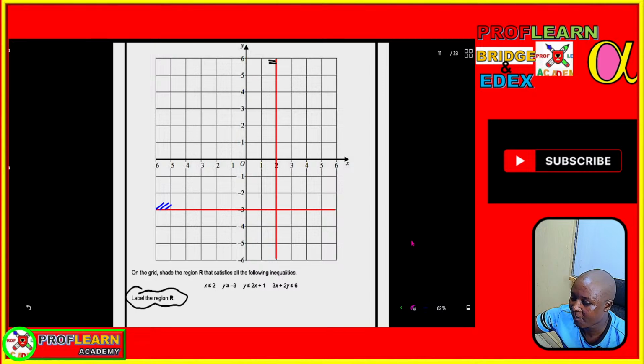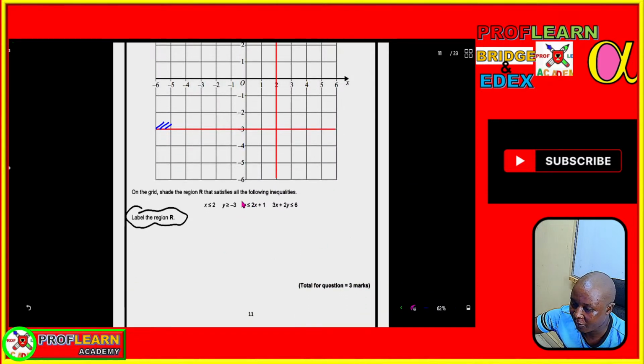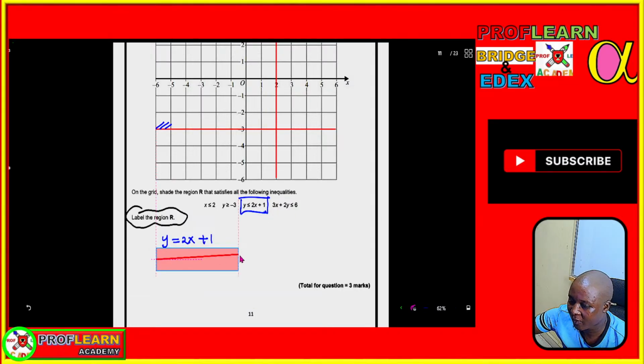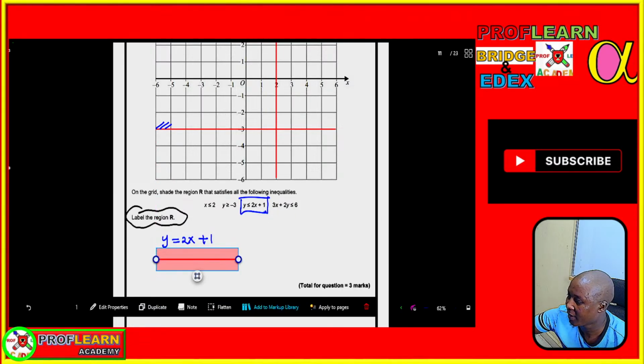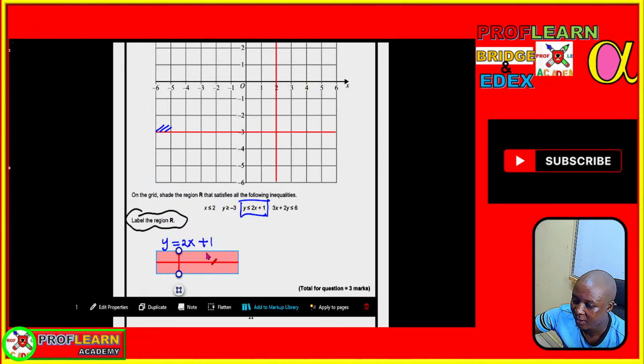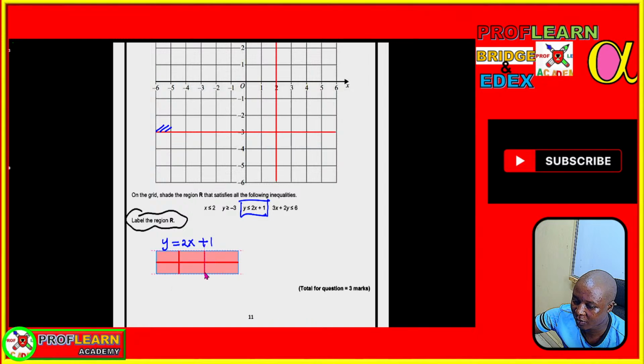And now this is where we have to be very careful for this one. For us to plot that, first we are going to use the equation y equals 2x plus 1, and then we are going to have a table of values for that. I'll have my x and I'll have my y. So let me just get 2 points for the table of values here.